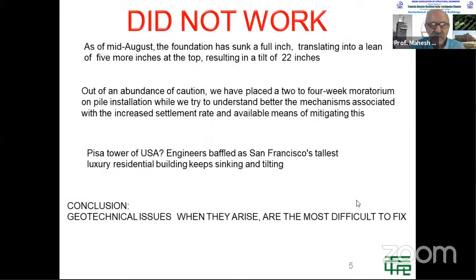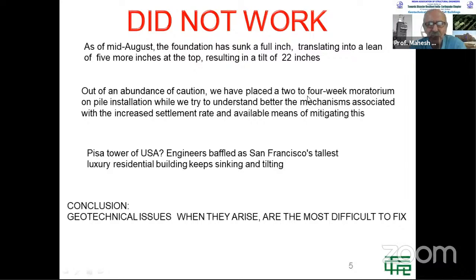But this scheme did not work. As of mid-August, and we are in the beginning of September, a few days ago, I would say, the foundation has sunk a full 1 inch, translating into a lean of 5 more inches at the top and a tilt of 22 inches. So there is a further tilt while the work was going on. About, I think, half the work was done, and then suddenly this happened.